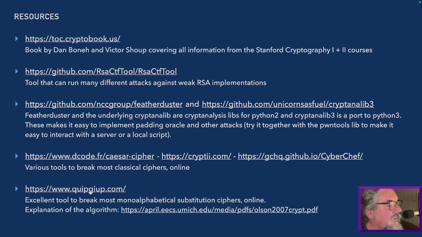And Quipqiup can automatically break most monoalphabetic substitutions. It's actually remarkable. This guy who made this, he really knows what he does. This Edwin Olson, I think. So in this PDF here is some explanation of the basic, the first implementation. But after 2007, he implemented more statistical analysis methods. So it's even more advanced now.